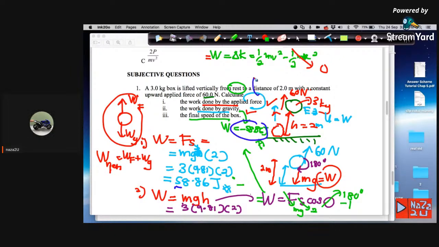Ini salah. Kalau kita tadi work done untuk pertama, work done by the applied force, this is Fs. So F here is equal to force is equal to 60 and the S is 2. Okay, so here is 120 here, 120 joule. So barulah kita dapat negatif tadi kan. So jadi yang kat sini WF sini 120 and WG is negative 58.86.